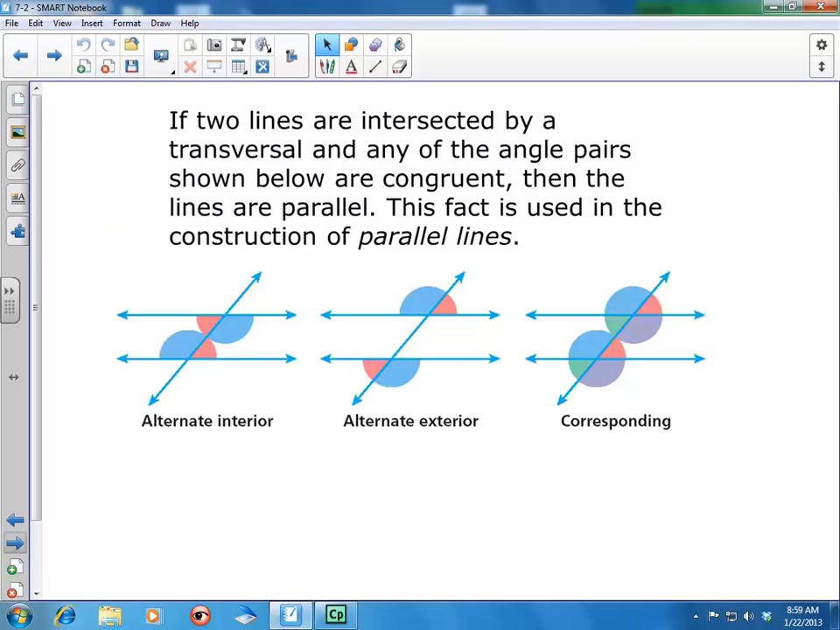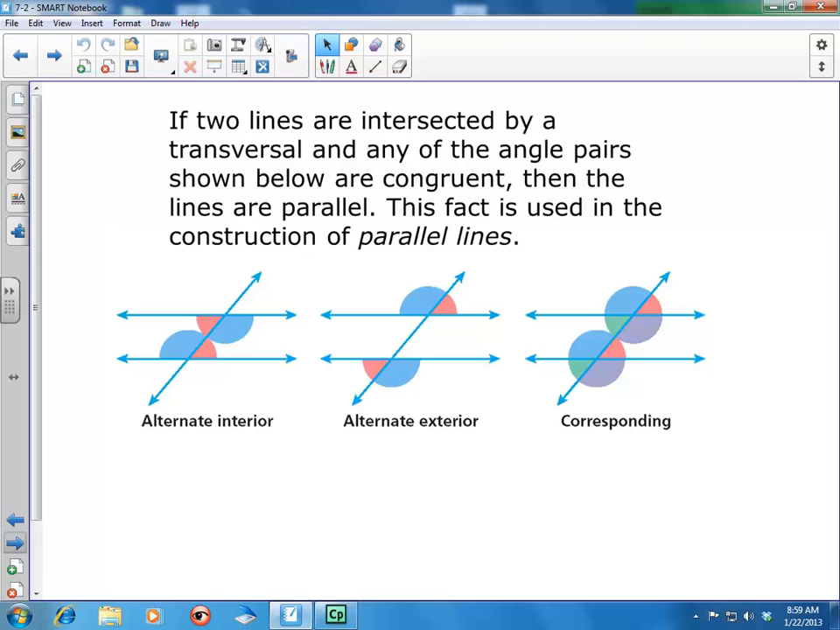Okay. I'm mostly concerned with these pictures on this, so if you guys would copy the pictures down, the words, that's not that important, as we're going to talk about those right now. It says if two lines are intersected by a transversal, and any of the angle pairs shown below are congruent, then the lines are parallel. This fact is used in the construction of parallel lines.